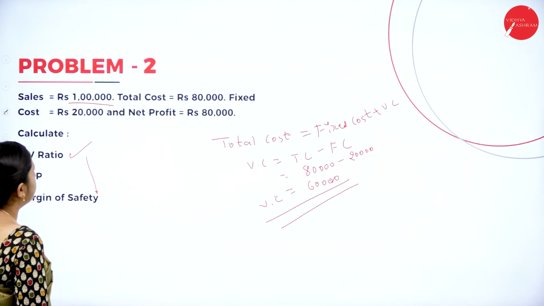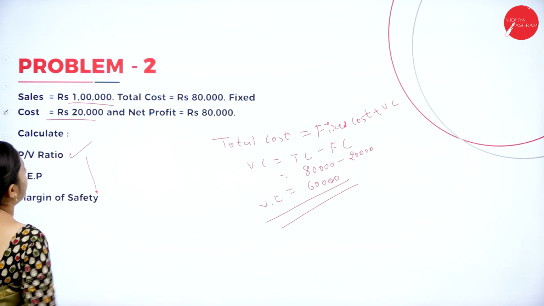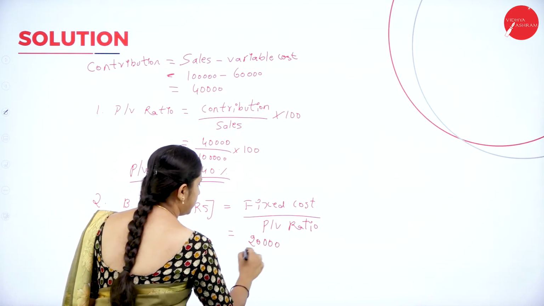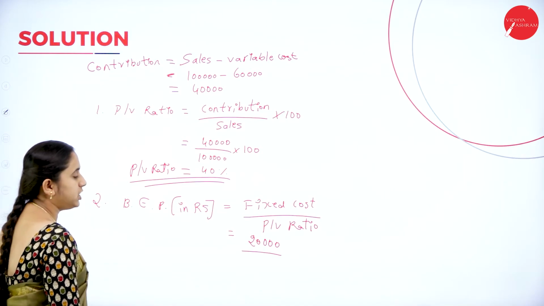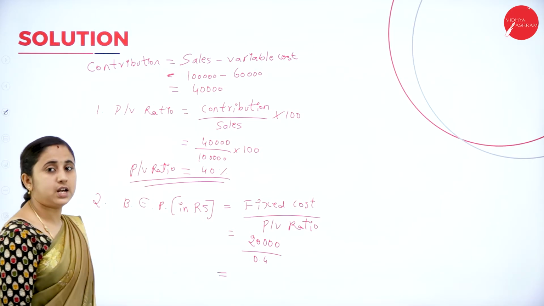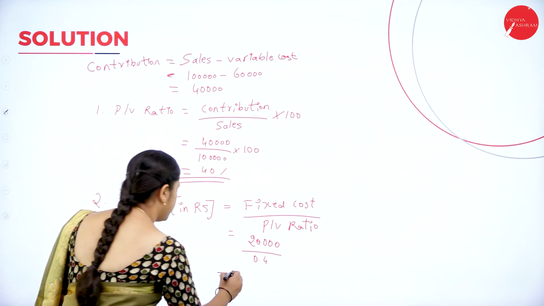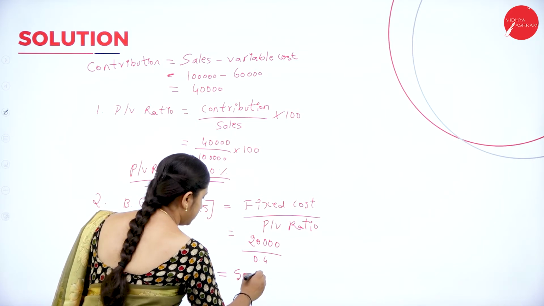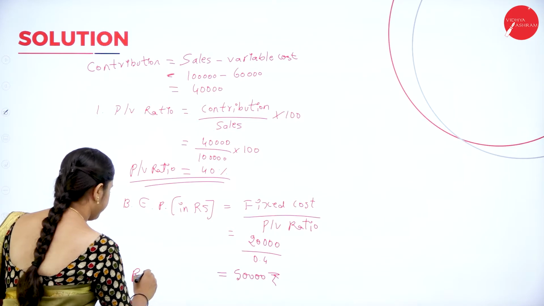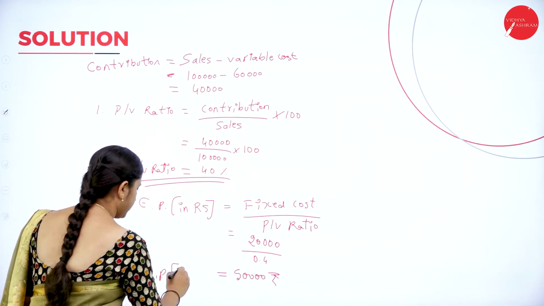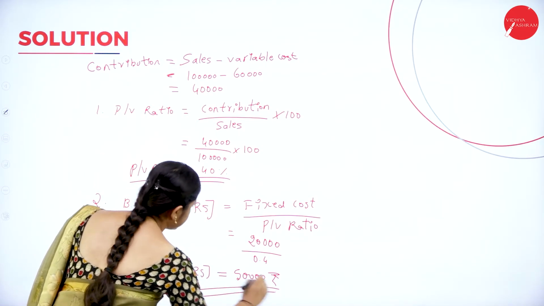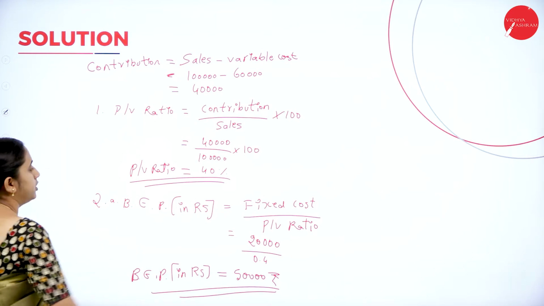Here fixed cost is 20,000. So write 20,000 divided by PV ratio 40%. 40% means 0.4. 20,000 divided by 0.4 is 50,000. So BEP in rupees is 50,000 rupees. Next, calculate BEP in units.